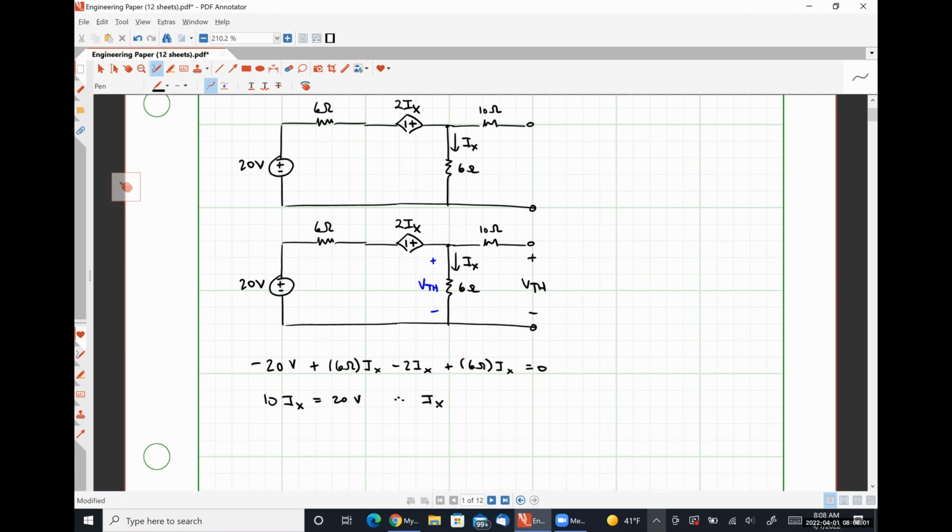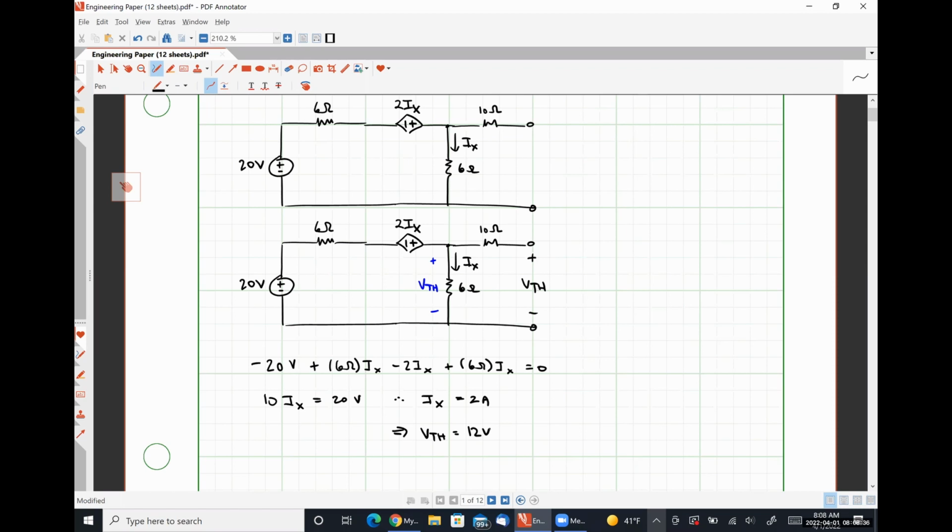And therefore, Ix is 2 amps and VTH is 2 times 6, which is 12 volts. For me, that was a little easier than setting up and solving a system of equations. So I try to look at easy methods to do my analysis first, KCL, KVL, Ohm's law, and things like that. And then if that doesn't pan out, that's when I go towards nodal or mesh analysis.